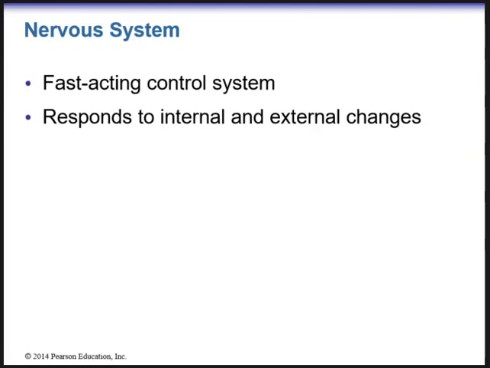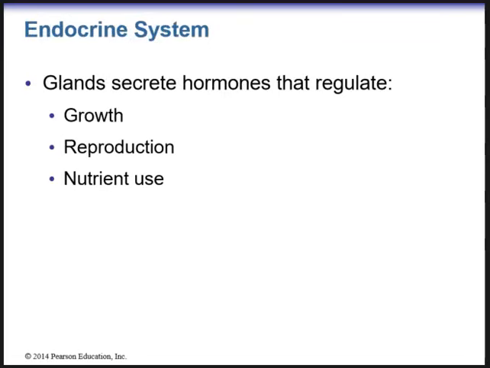A very generalized overview of the nervous system. The nervous system is a fast-acting control system. It helps respond to both internal and external changes. Our endocrine system is made up of glands, and glands secrete hormones that help regulate things such as growth, reproduction, as well as nutrient use.